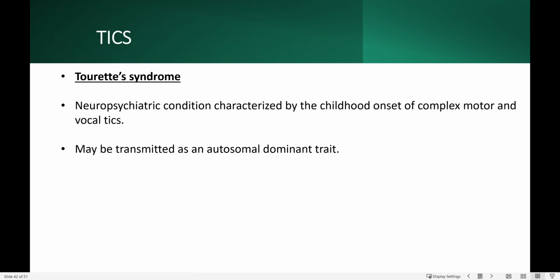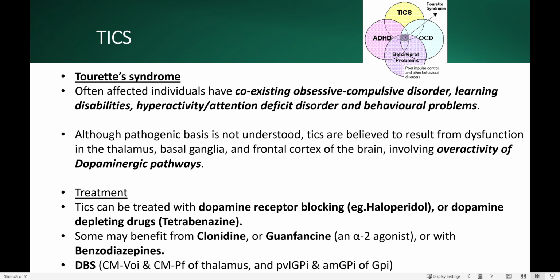The severe end of tic disorders is Tourette's syndrome, which can be inherited as well. Tics and Tourette's syndrome can be considered as a kind of overlap with ADHD, obsessive compulsive disorders, and behavioral problems. And all these conditions are thought to be due to overactivity of dopaminergic pathways.